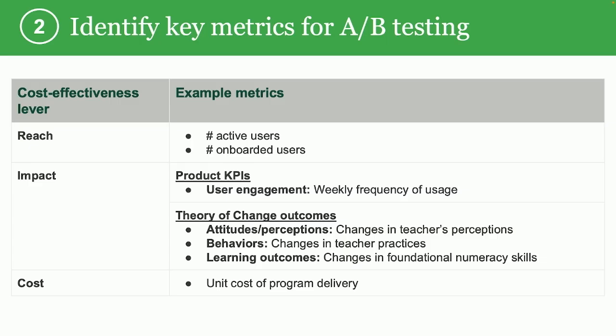And we've put some examples here of the sorts of things that we've worked with partners on. Reach indicators: number of users active or being onboarded, product KPIs around frequency of usage, or perhaps changes in some of teachers' practices, how they're using the software. And then on the cost side, it's just about unit cost.